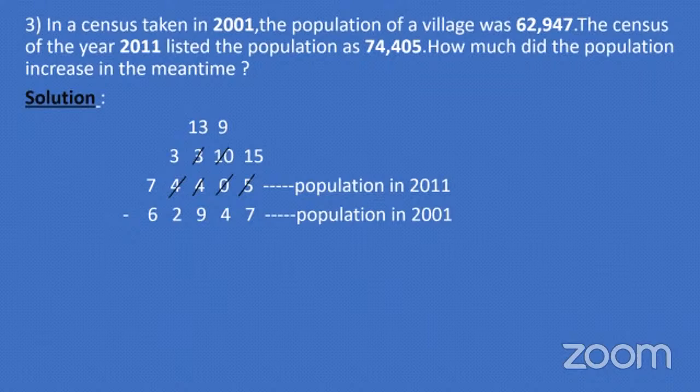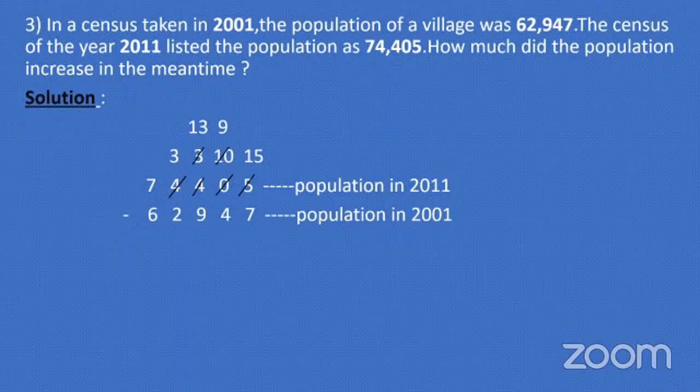Now 5 minus 7 is not possible. So we have to borrow one from the next number. The next number is 0. So we borrow from the next number after that. It becomes 10, and we take 1 from 10. That 5 becomes 15. Now 15 minus 7, what is the answer? 8. Very good. And when we borrow 1 from that 10, it becomes 9. So 9 minus 4, 5. Yes, very nice.